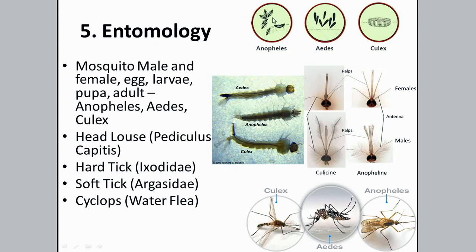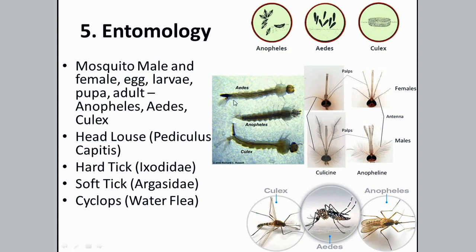Aedes lay eggs singly. Anopheles have the lateral floats; when the float is present, then that is an Anopheles egg. This also is laid singly. And Culex lay eggs in clusters. So Culex eggs are in clusters. You have to remember that way. That's how we can identify the eggs.